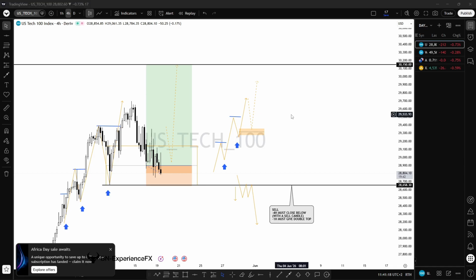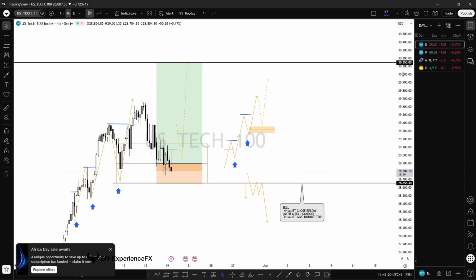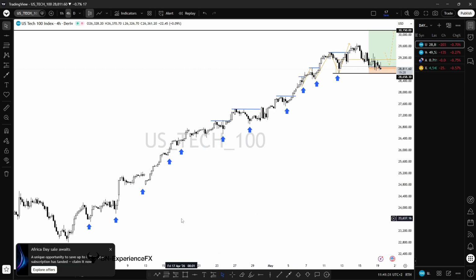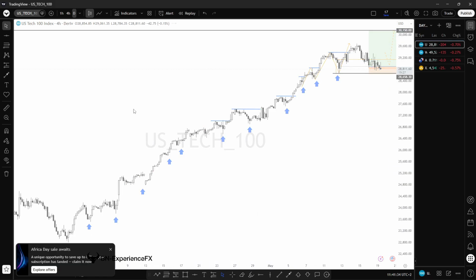So this is NASDAQ. I'm gonna be pretty much going through NASDAQ, US30, AUD/USD, and gold. So let's talk about NASDAQ.